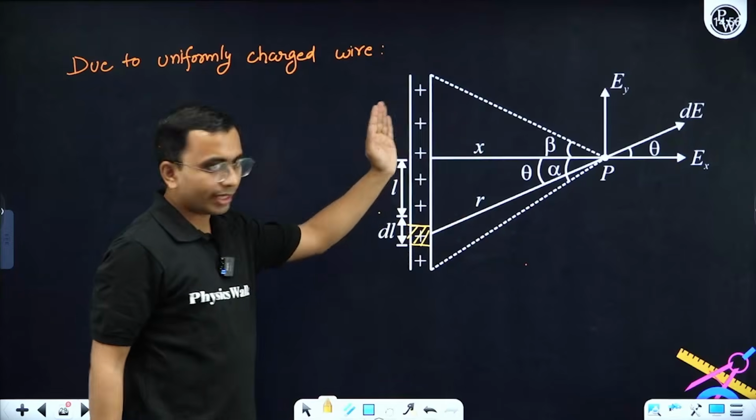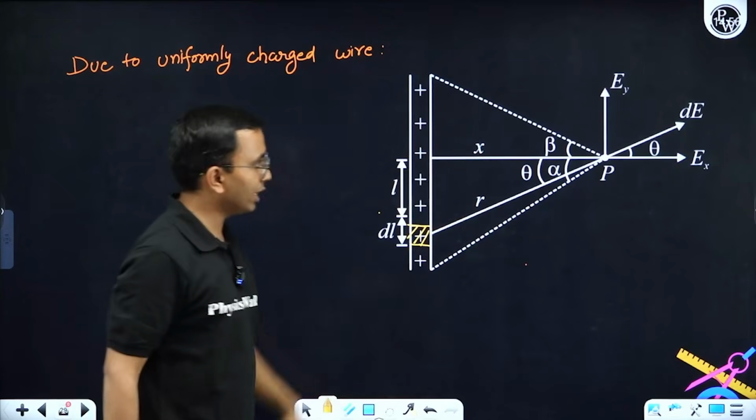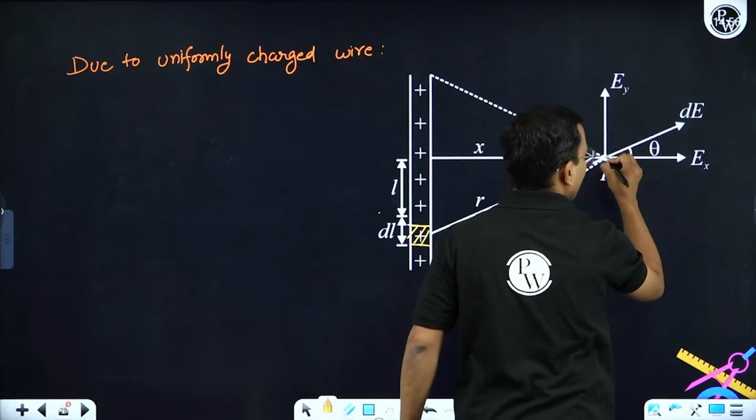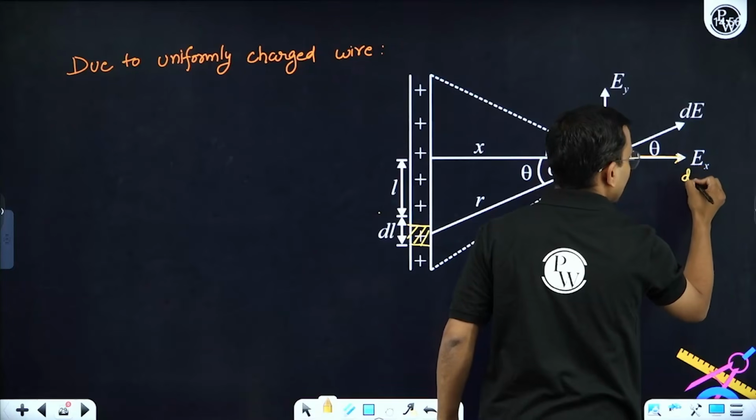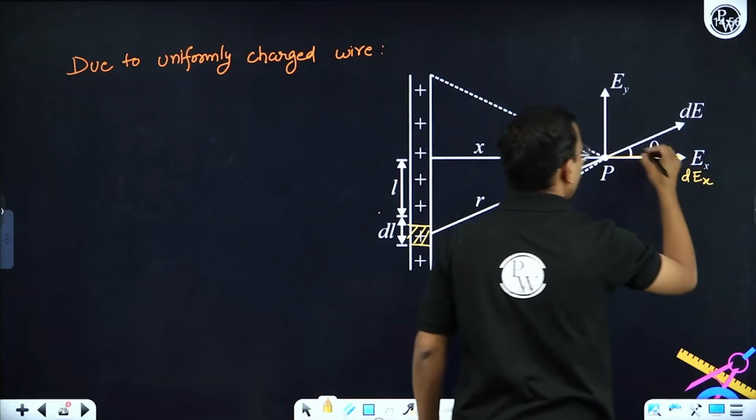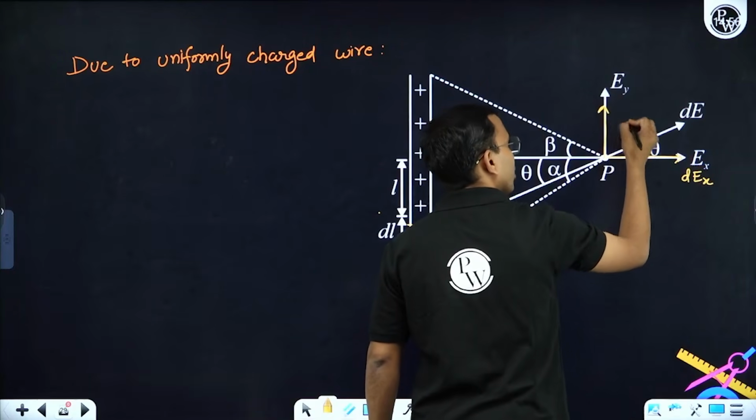Now I'll take the horizontal component and the vertical component. So the horizontal component will become dEx. The vertical component will become dEy.